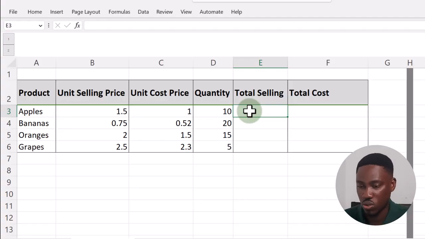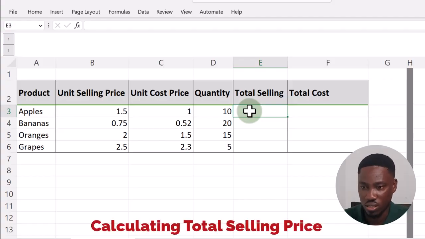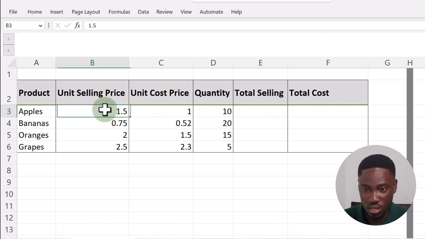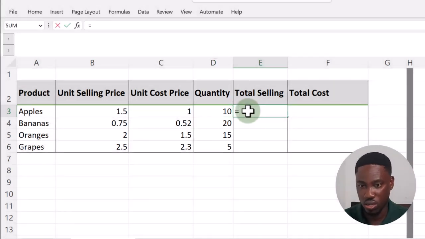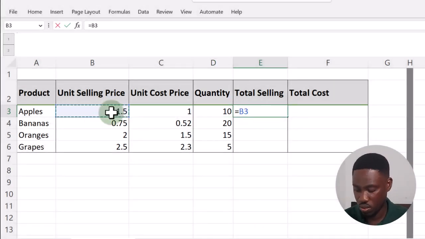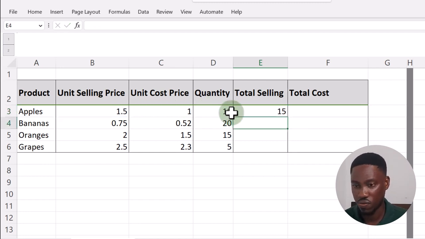So let's say we want to calculate the total selling price of each product based on the quantity sold. So in that case, we are multiplying the unit selling price by the quantity sold. So in this cell, we do B3 multiplied by the quantity D3. Press enter. That gives you 15.